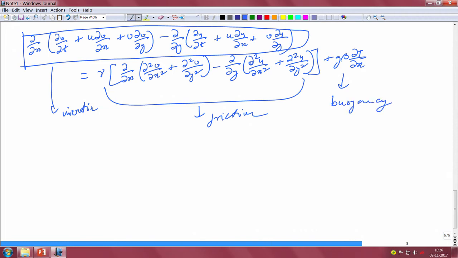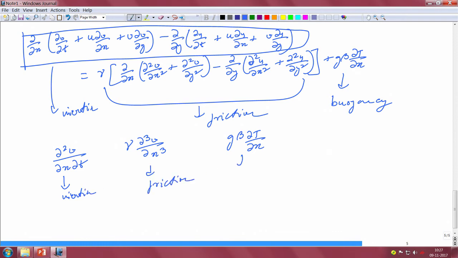Now, it is possible for sure, and you can actually try to do it, that only 3 terms dominate in this basic group. So, the first term that dominates is basically this, and the second term from the friction part, and of course, the buoyancy is a single term event. So, this is basically your inertia, this is basically your friction, and this is basically your buoyancy.